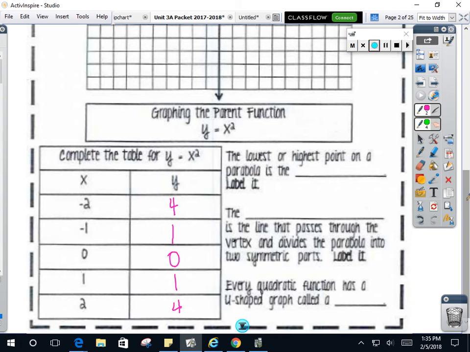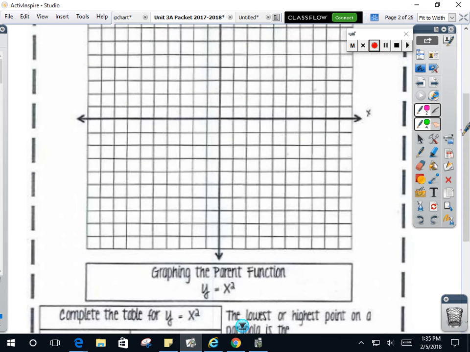Okay, so now let's graph this. Negative 2, 4. How do I plot the point negative 2, 4? Left 2, up 4. Okay, how do I plot the point negative 1, 1? Left 1, up 1. Okay, what about 0, 0? Just the origin. Okay, 1, 1, right 1, up 1. And then 2, 4 would be right 2, up 4.